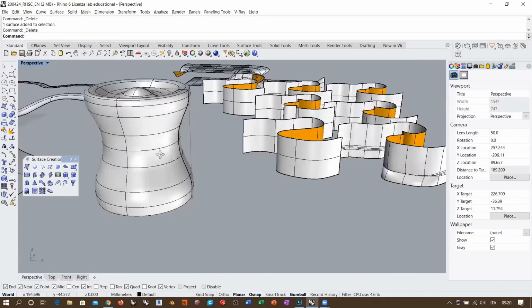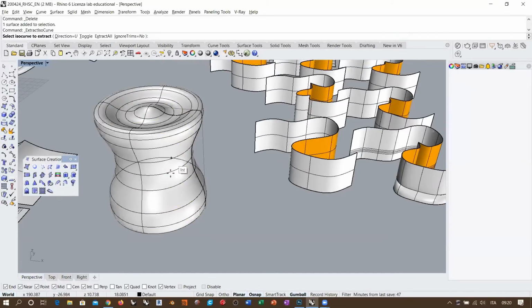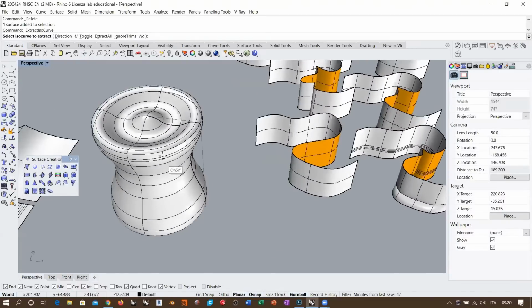So how does this thing work? Well, of course, as this is a singularity, basically what you can see if you try to extract an isocurve is that you have this circular isocurve, because the rule of the revolve surface is basically a circular revolve. It's a rotation of a profile around an axis. So in this direction, you always have circles.